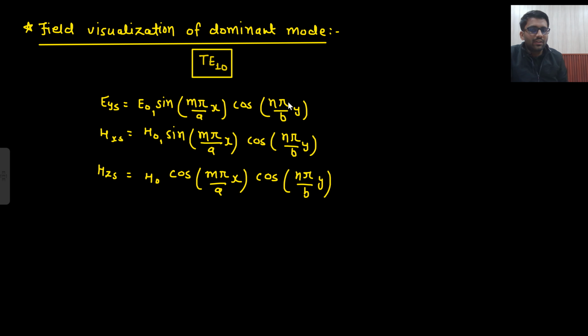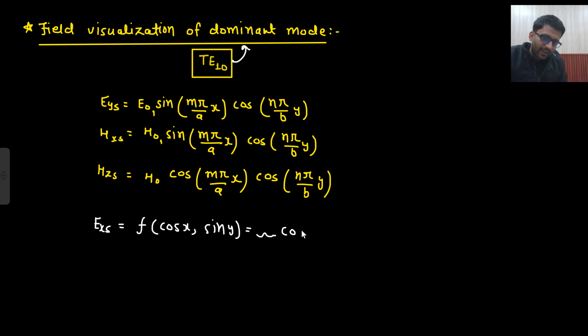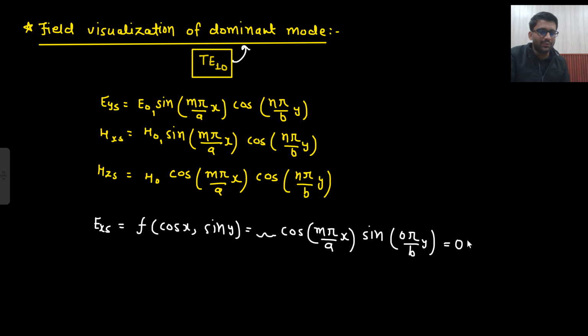What is our TE10 mode? It is a dominant mode, right? So in TE10 mode, what will be your EXS? This we have already seen in the last lecture. EXS is a function of cos x sin y. So there will be some magnitude, then cos of m pi by a into x and sin of n pi by b into y. But what is the value of n? n is 0. So if you put 0 here, sin 0 will be 0 only. So EXS is 0. Certainly HYS will also be 0.